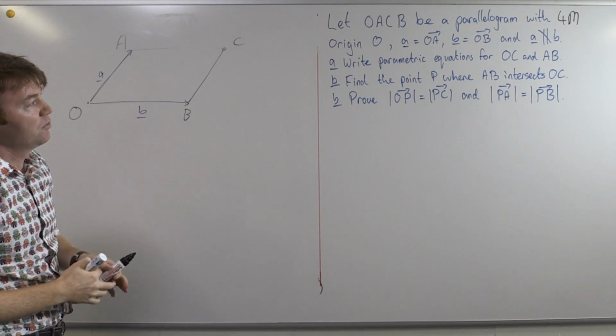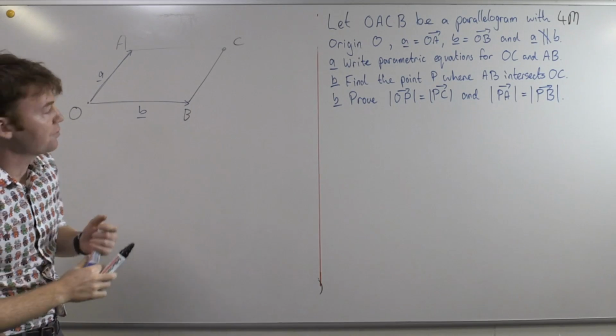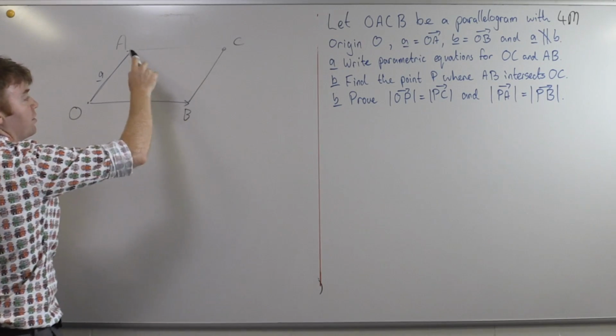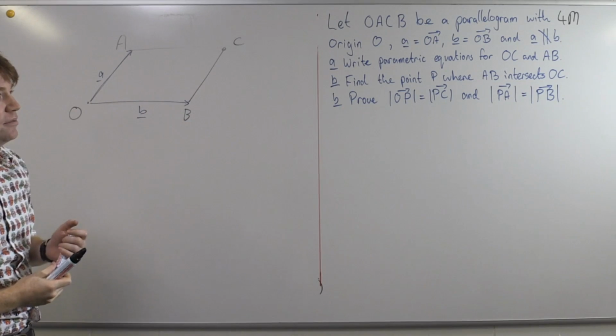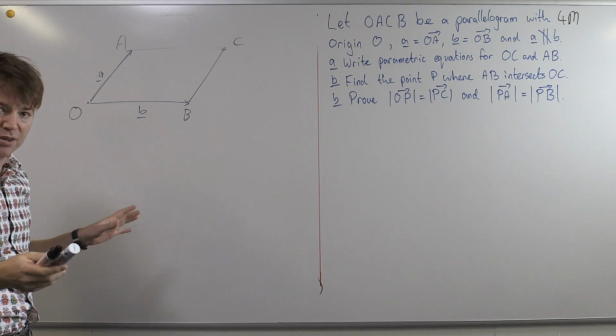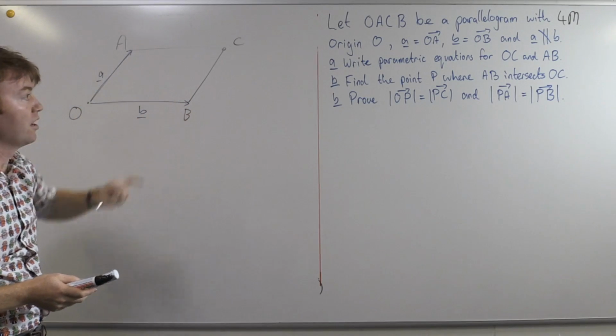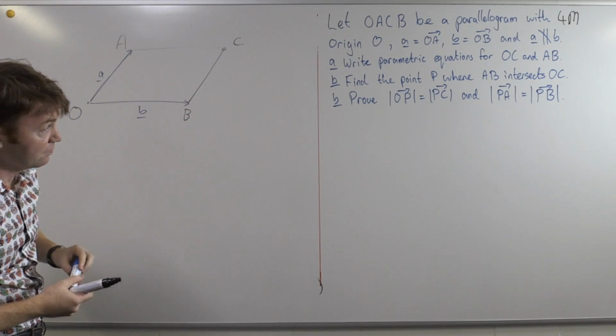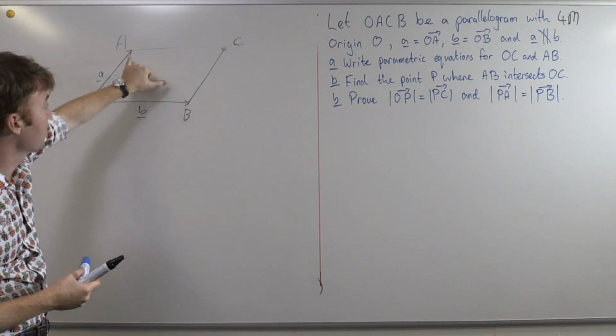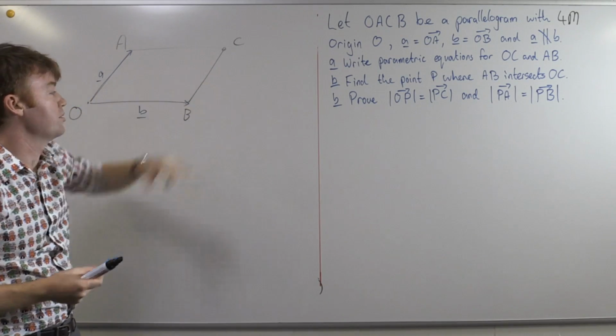Alright. We're asked to find parametric equations for OC and AB. This is not the line equation of the line going through A and B. This is just the line segment A to B and O to C.